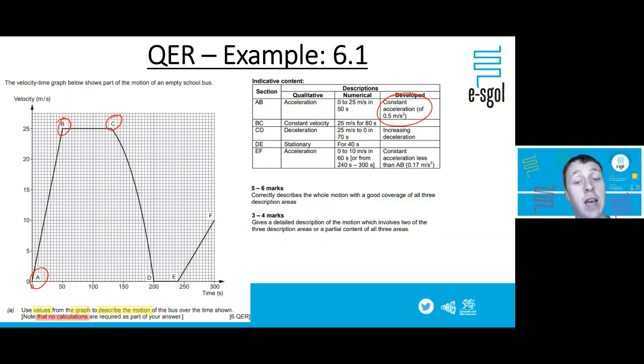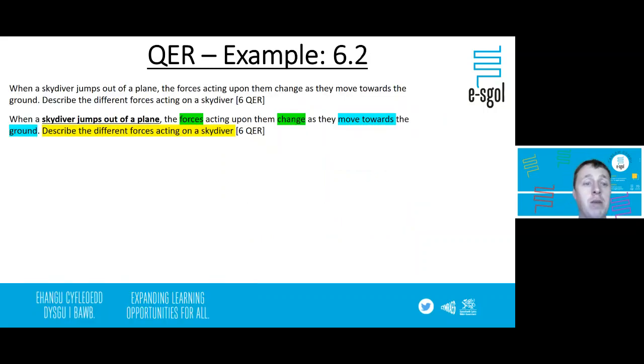So from all of this, a candidate looking for that 5 to 6 mark category would have a correct description for the whole motion with a good coverage of all 3 description areas. So they've identified 3 different description areas. So you can see it's quite obtainable if you break the question down in this style. So 6.1 covers speed, distance, and acceleration. Ideally, this is the style of question you'd be looking forward to. If not, we would have to look at maybe Newton's laws.